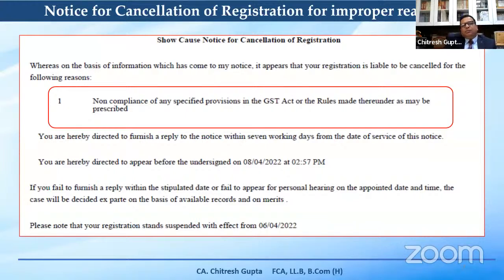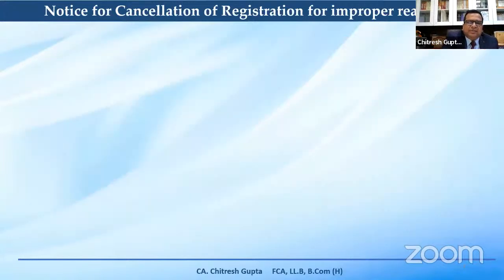It is not mentioned which provision of the CGST Act or rules has been contravened by the taxpayer. And further it says, as may be prescribed. So it is a vague show cause notice and it does not contain the specific allegation as to which provision of the act or rules has not been complied with by the taxpayer. So in my view, this is a vague notice and it cannot be sustainable in the eyes of law. We can contest this notice and say, first provide the specific reasons, which provision of the law we have not complied with, so that we can reply to this notice properly.